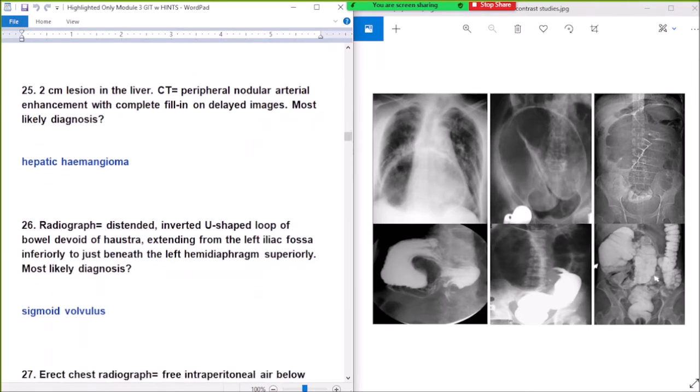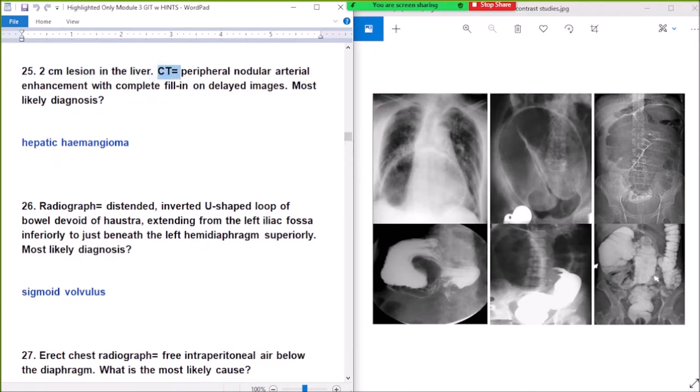Question 25. Two centimeter lesion in the liver. CT scan with peripheral nodular arterial enhancement with complete filling in on delayed images, most likely diagnosis hepatic hemangioma.